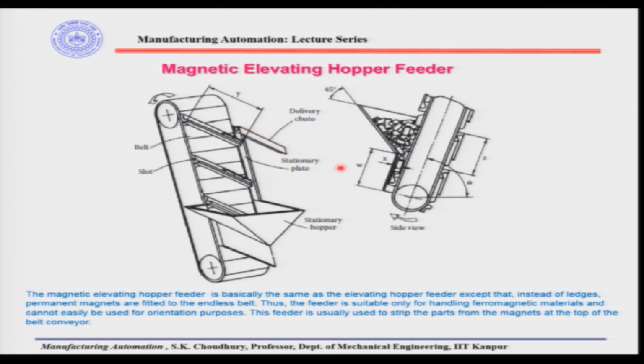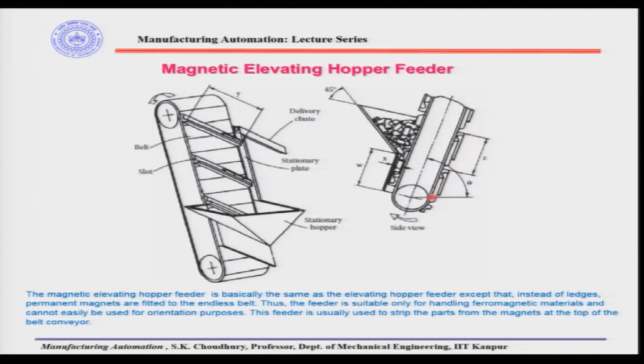This is also a simple device, but it is effectively used for raising the parts from one position, one level to another level. Here is another side view, where you can see the conveyor which is rotating constantly, and it is going through the mass of the parts. So, while going through the mass of the parts, the ferromagnetic material parts will be collected in these groups. They will be protected by the ledges here, and they will be protected by the stationary plate at the side, and these parts will be stripped off at this point, and it will go down the delivery chute.